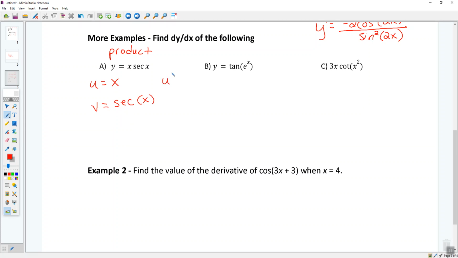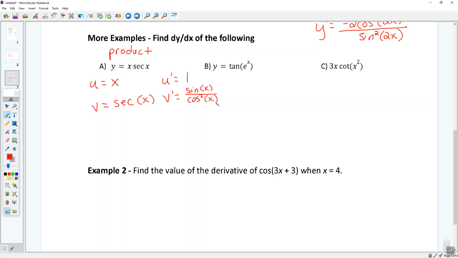Okay. All right, so talk to me, kids. What's u prime here for part A? 1. And then by our new rules, what's the derivative of the secant of x? V prime. So, sine of x over cosine squared of x. All agreed there? Okay, let's roll on this.